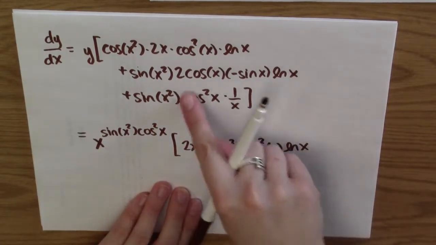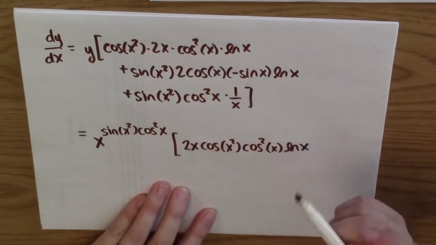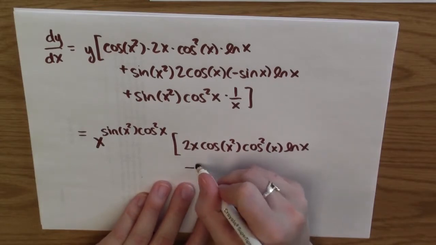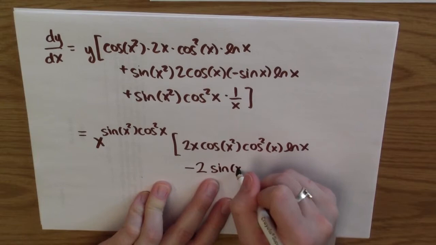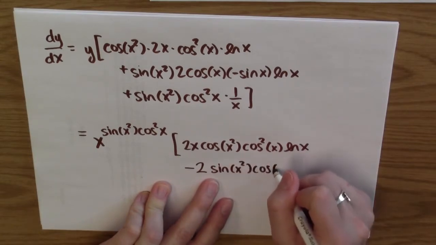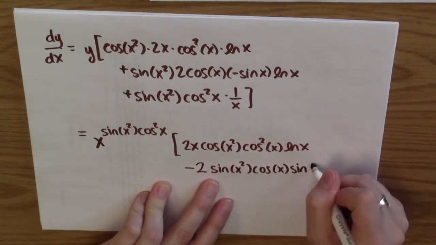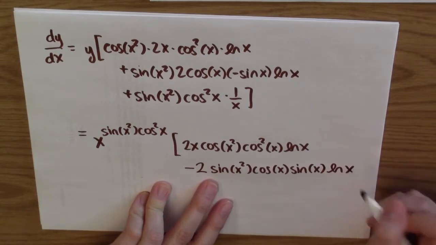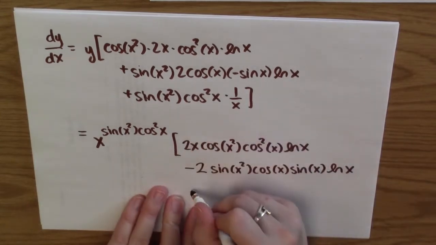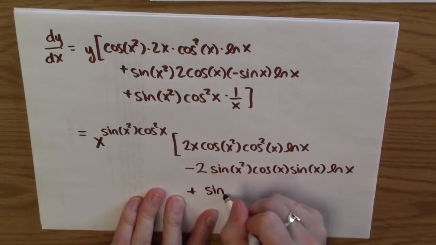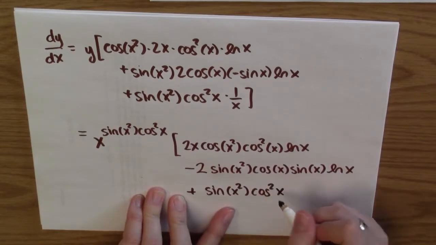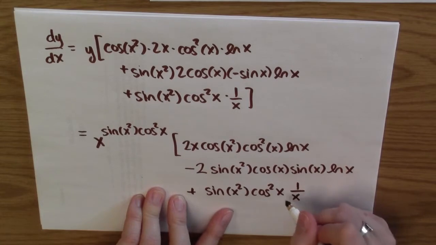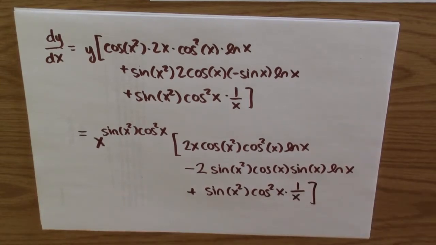In the second function, I have a coefficient of 2 and a negative 1, so I have minus 2 sine of x squared cosine of x sine of x natural log of x. And then in this last term, I just have sine of x squared cosine squared of x and 1 over x. Like so. So here's our derivative of the last function.